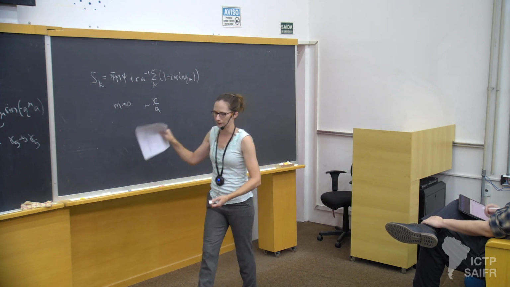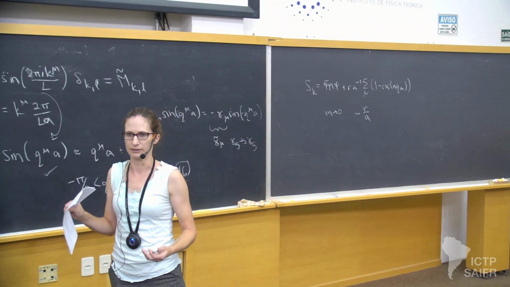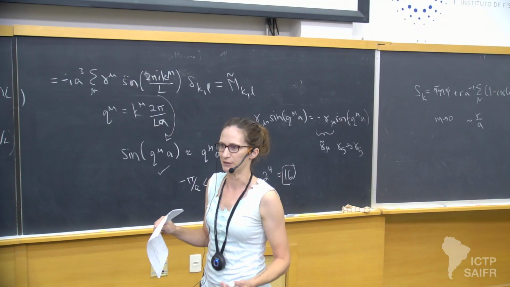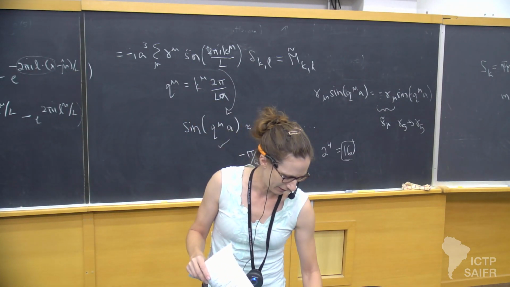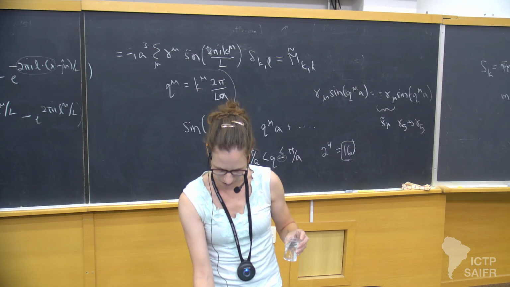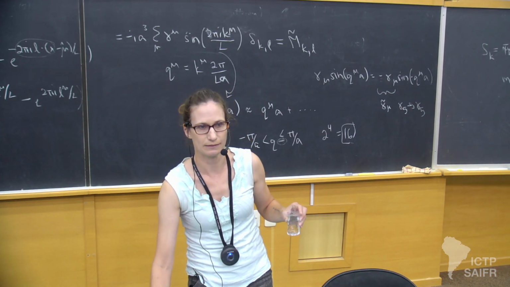There's also something called staggered fermions, which is kind of bizarre, but it works. And they're super fast. So people use those when they just need fast computation time. All right, so questions about this?